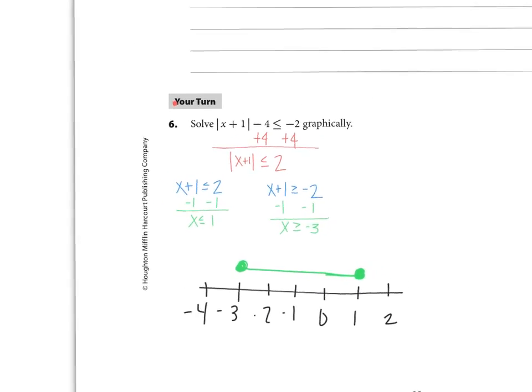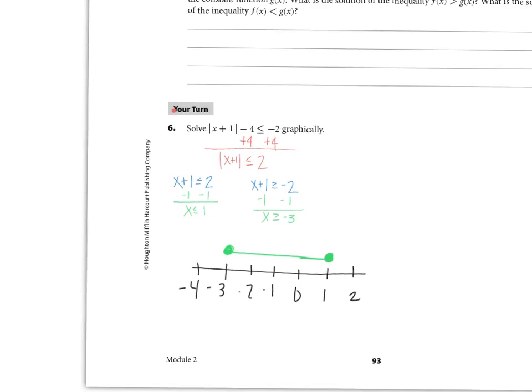With inequalities, what is the one thing that makes them different from equations when we're solving that we have to remember? Nope, when you're solving. Haley?